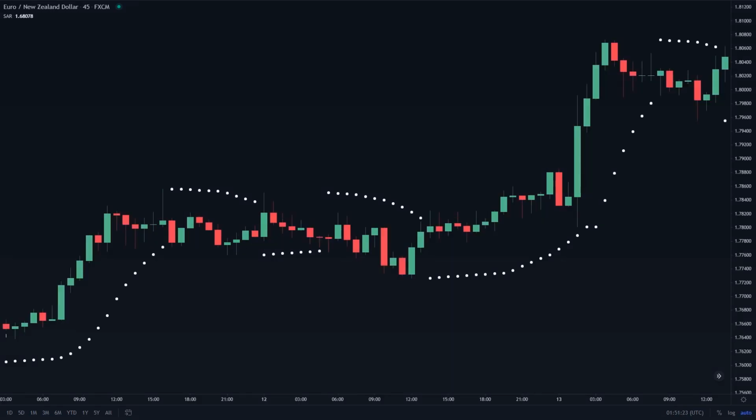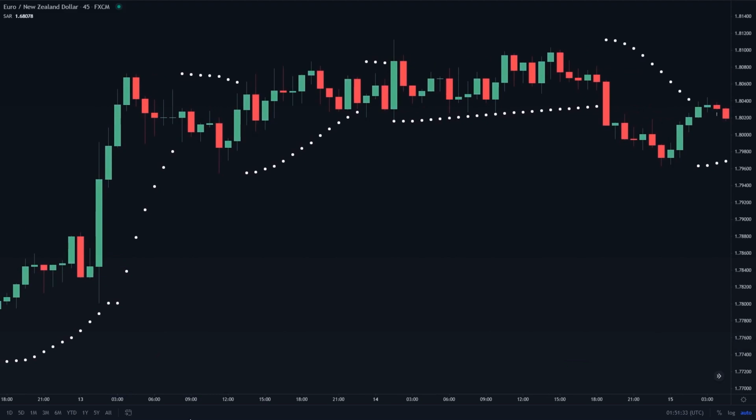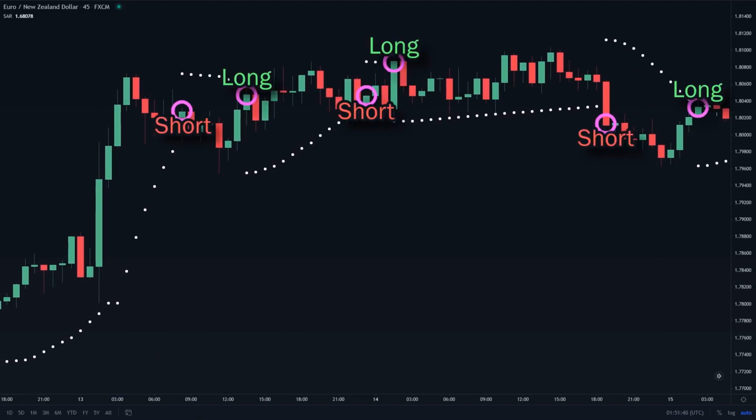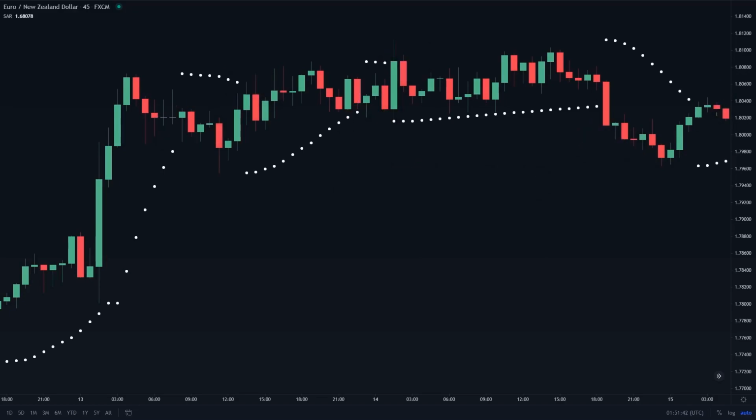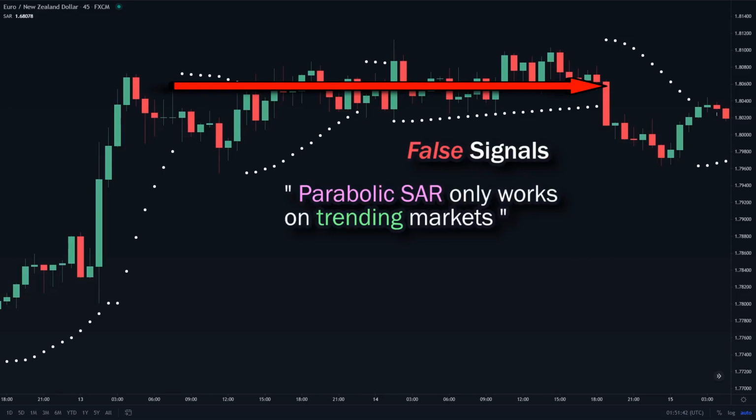Let me show you an example. Here, we can see that the Parabolic SAR switches to below the candle, indicating that the market is on an uptrend. And according to the strategy, we take a long position here. Next, we can see that the trend has ended and the market started moving sideways. However, notice that the Parabolic SAR is still displaying entry signals even when the trend has already ended. And as a result, all the signals that the indicator displays on this ranging market end up being a loss. So in short, the Parabolic SAR only works on trending markets. If the market is in a range like this, it will display many false signals.